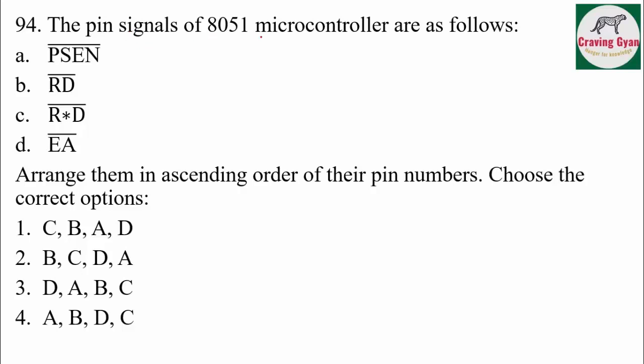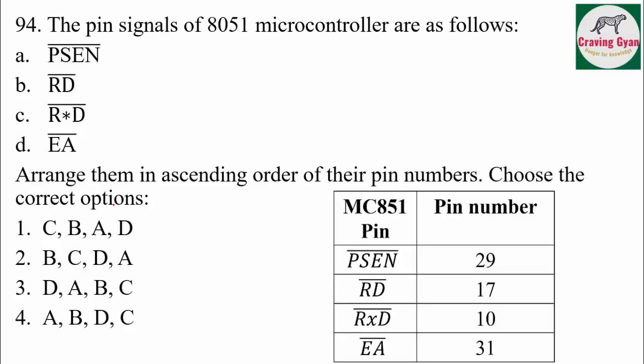The pin signals of 8051 microcontroller are as follows: PSEN bar, read bar, EA bar. So you have to arrange in ascending order. If I am arranging in ascending order, what I am getting is CBAD. Nothing but first will be, next will be RD bar, next PSEN bar, next will be EA bar. Nothing but option 1 is going to follow.